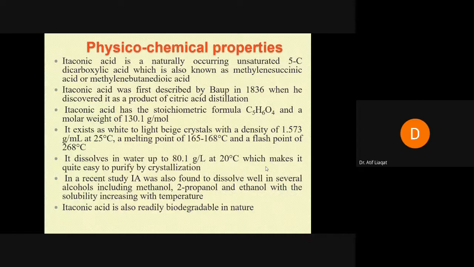It dissolves in water up to 80.1 gram per liter at 20 degrees Celsius, which makes it quite easy to purify by crystallization. In a recent study, itaconic acid was also found to dissolve well in several alcohols, including methanol, 2-propanol, and ethanol, with the solubility increasing with temperature. Itaconic acid is also readily biodegradable in nature.